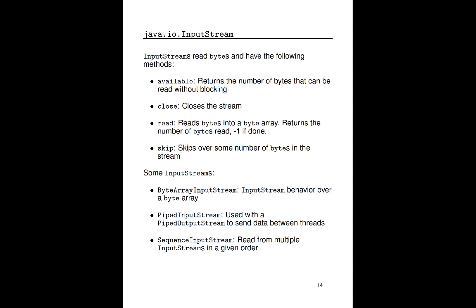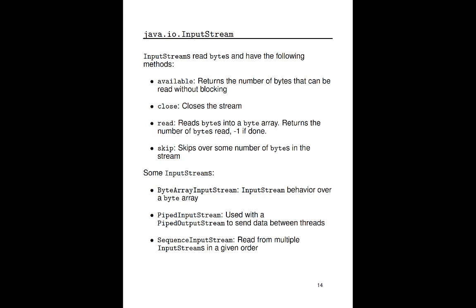The read method reads bytes into a byte array, and it's overloaded to take some different arguments. Its return value is the number of bytes that were read, or if all of the bytes have been read, then -1 is returned. And as you're reading in bytes from the stream, you can call skip to skip over some number of bytes. And this kind of thing can be a nice optimization as you're processing binary data.